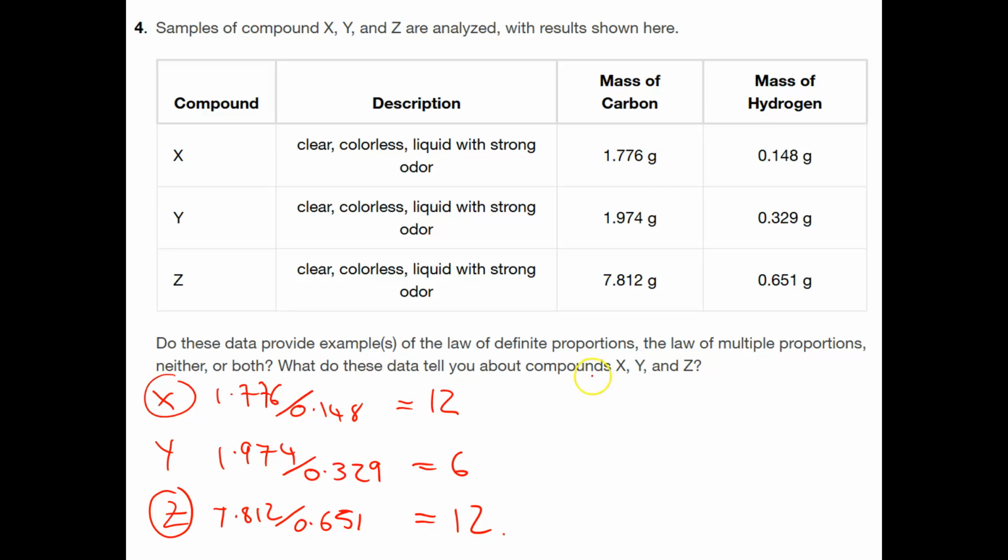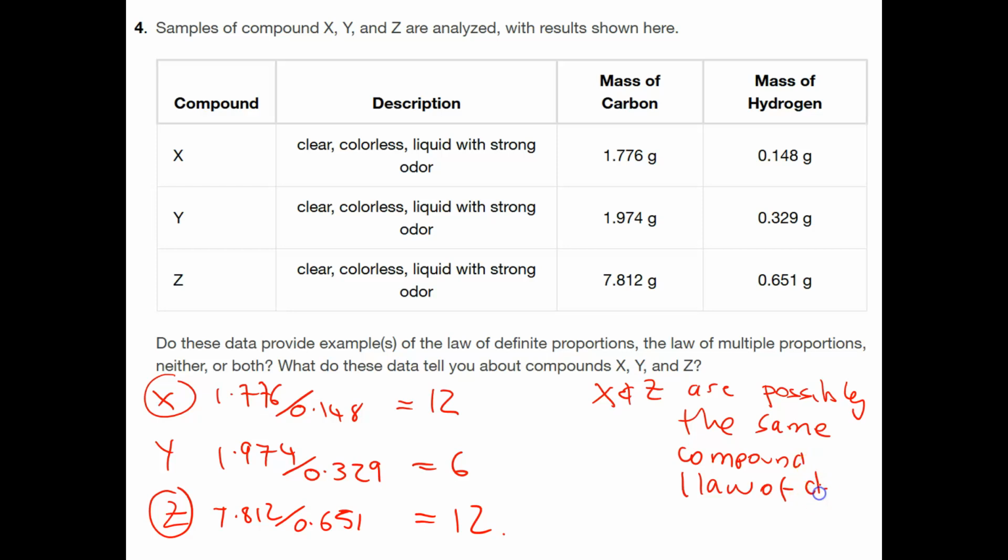So X and Z are possibly the same compound, and this is an example of the law of definite proportions. Okay.